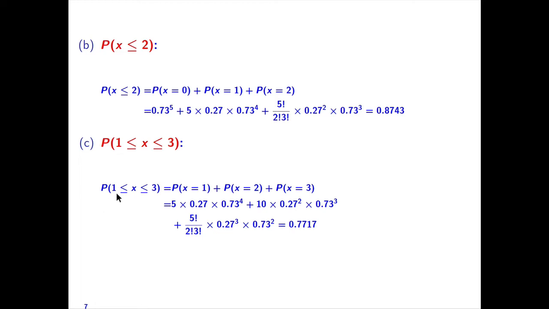Now, for the probability of x between 1 and 3, the endpoints included, we have the statement of probability of x greater than or equal to 1, less than or equal to 3, which is equal to the probability of x equals 1, plus the probability of x equals 2, plus the probability of x equals 3. So for the probability of x equals 3, you have 5 factorial over 3 factorial times 2 factorial times 0.27 to the 3rd times 0.73 squared, which will give you 0.7717.